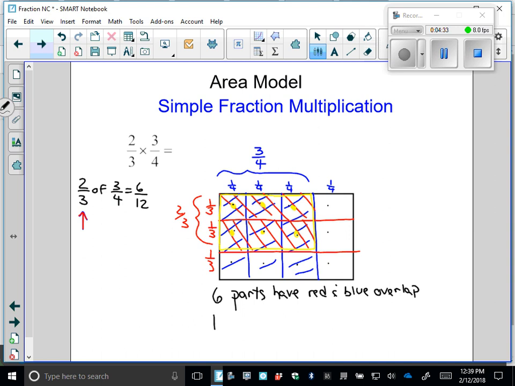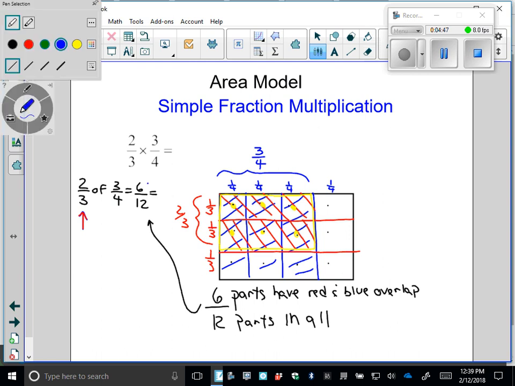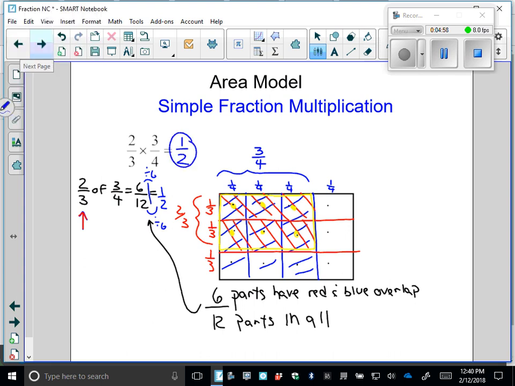And there's 12 parts in all. So 6 out of 12 is my fraction. And if we want to divide by 6, we can reduce it to get 1/2, our final answer. Half of the whole area model is shaded.